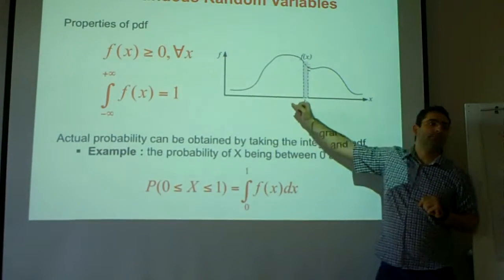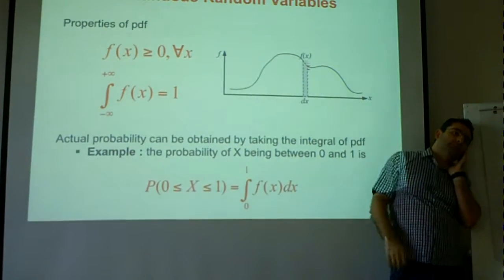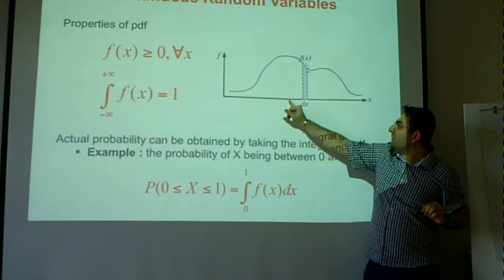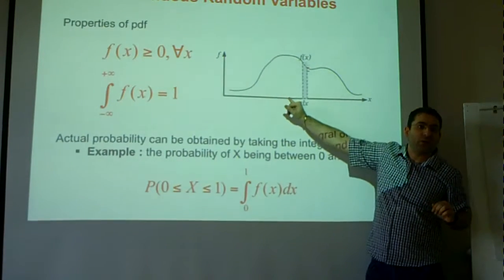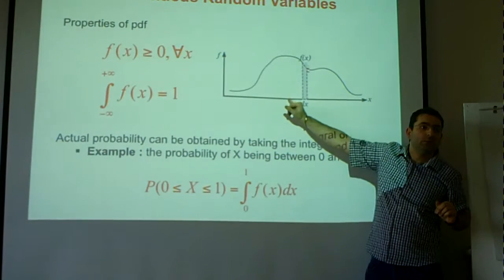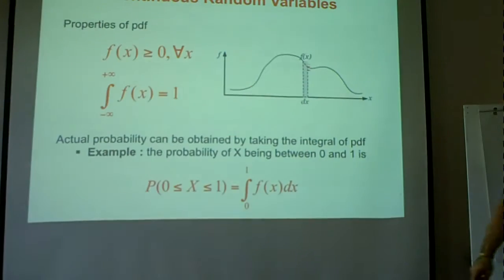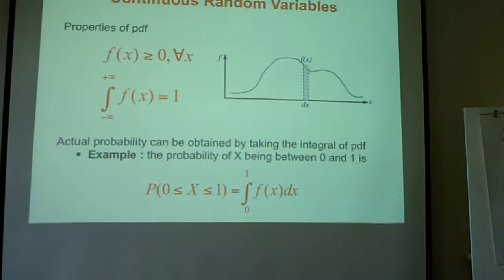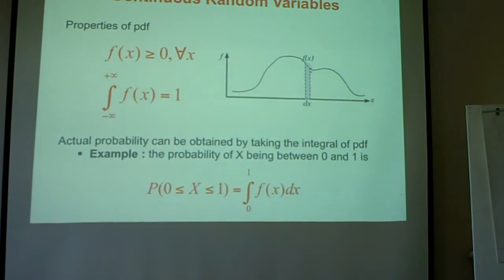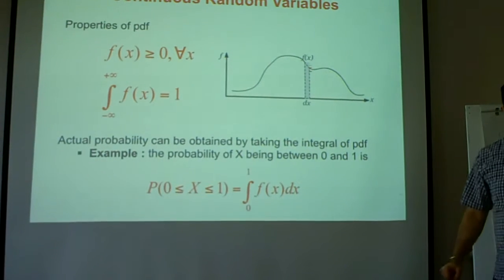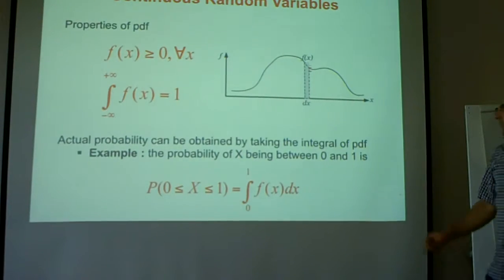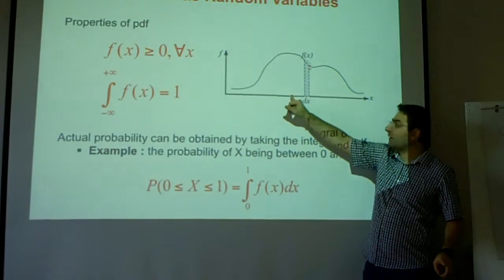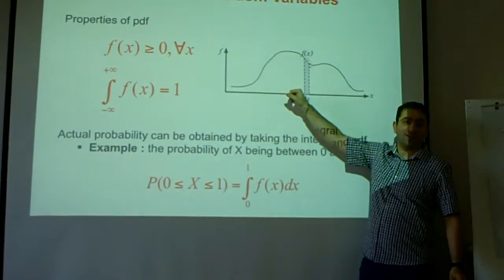At this point, can you tell me what is the probability at x equals alpha? 0. Why? It's continuous. The function is continuous, so a single point approaches infinity. Why is the probability at this one single point 0?